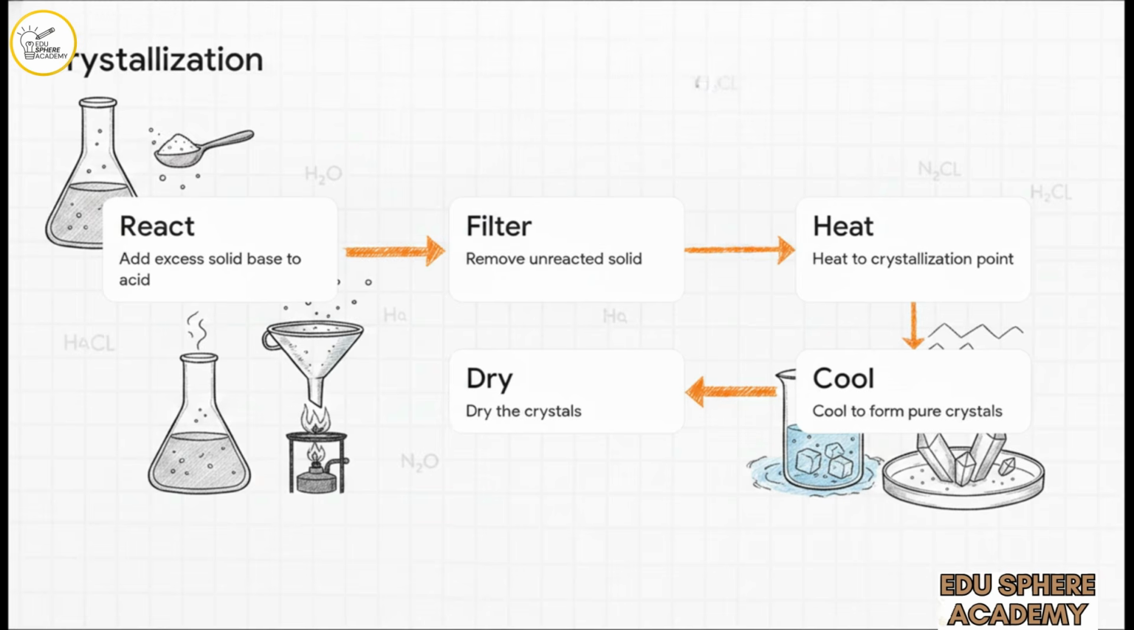For crystallization, you really need a perfect, repeatable lab procedure. Basically, you react an acid with an excess of a solid base, just to ensure every last drop of the acid is neutralized. Then you filter out the leftover solid, gently heat the liquid until crystals just start to form, let it sit and cool, and then carefully dry your newly formed, perfectly pure salt crystals. Memorize these exact steps because this sequence frequently appears as a really high-value 5 to 6 mark question.